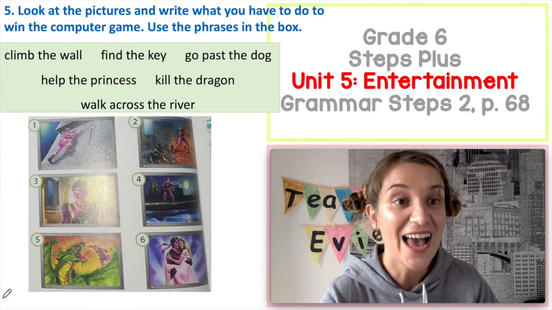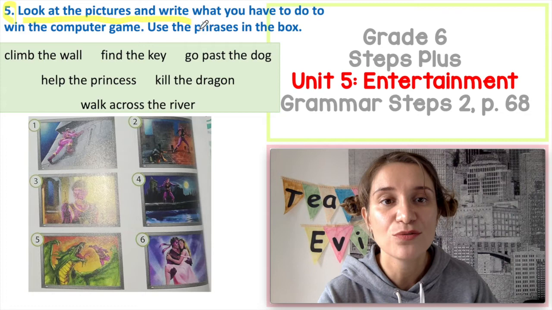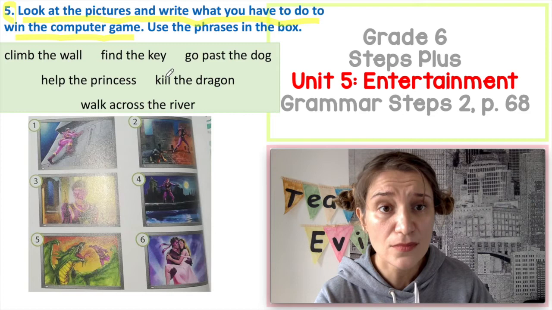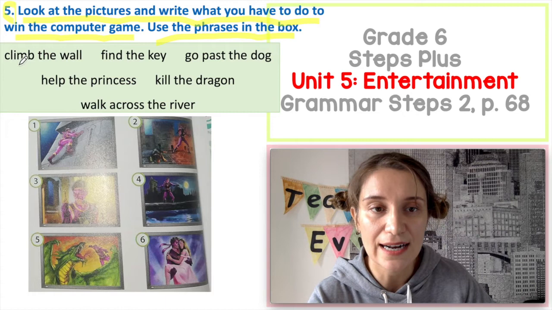Ok? Exercise number 5, ćwiczenie numer 5. Look at the pictures, popatrz na obrazki, and write what you have to do to win the computer game. I napisz, co trzeba zrobić, żeby wygrać w grę komputerową. Czyli te obrazki przedstawiają to, co musicie robić w grze, żeby wygrać. Use the phrases in the box. Używaj sformułowań z tej tutaj ramki. Okay? So let's look at the phrases.